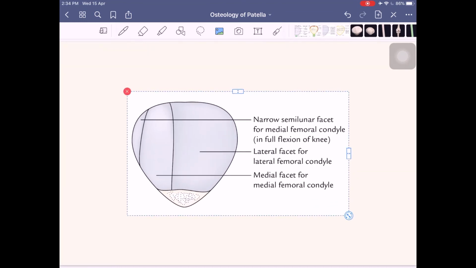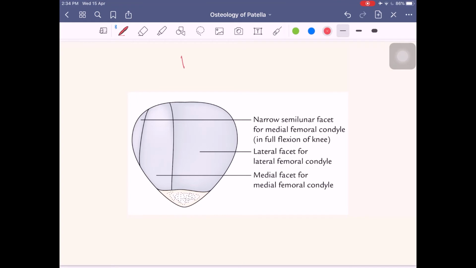Yeah, this picture will do. And this is the posterior view of patella. We are seeing the posterior view. So this was your lower 1/4 area where we talked about the ligamentum patellae and the fat.